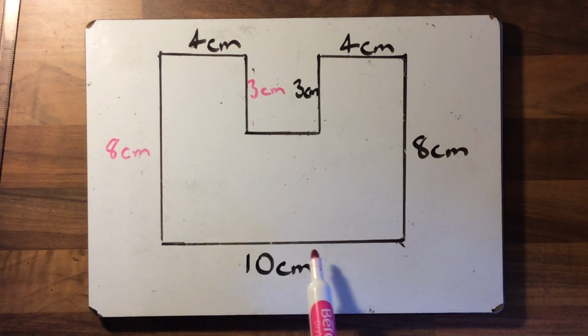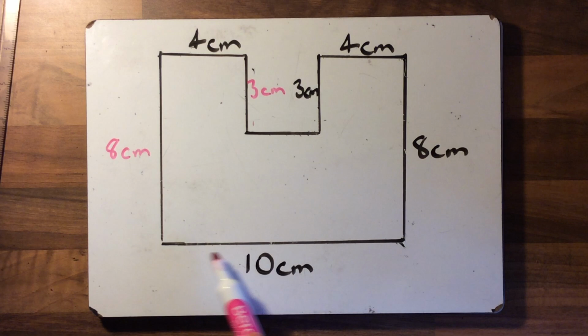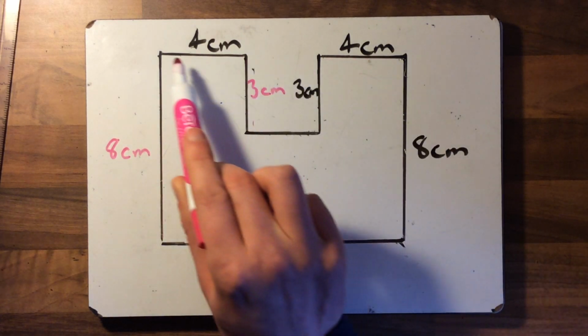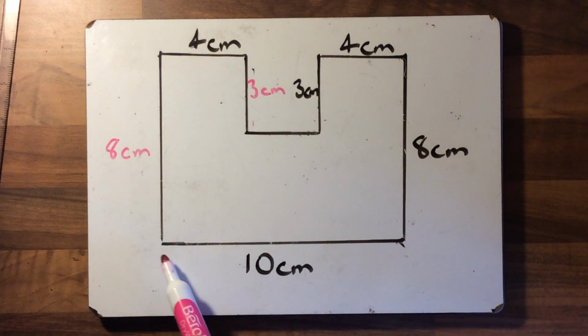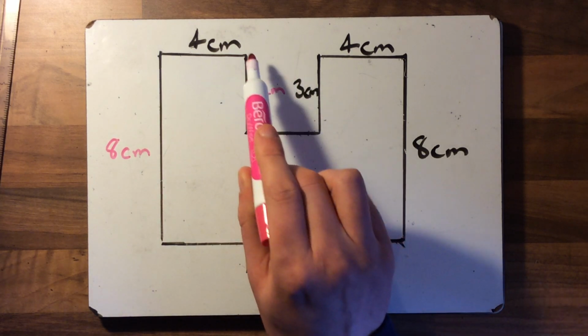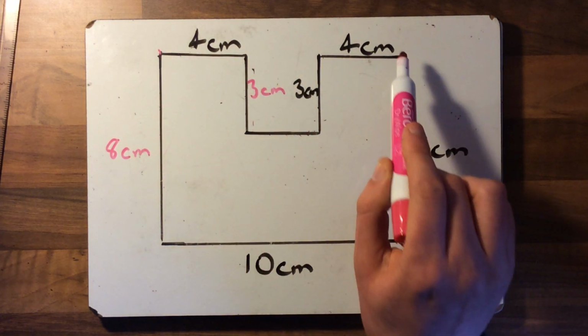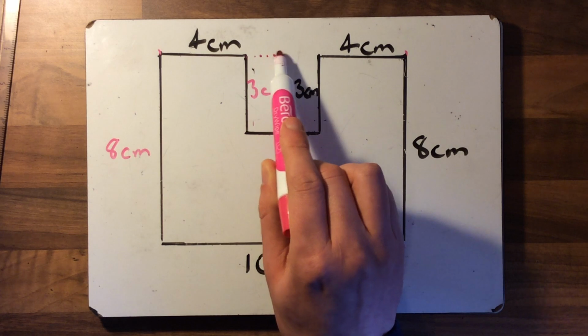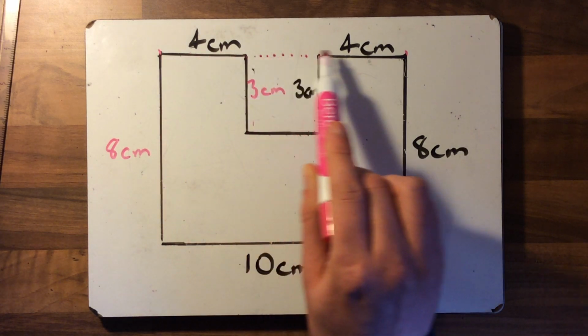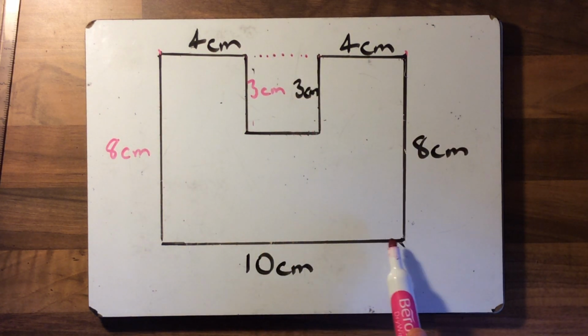This is probably the trickiest one to find here, this one going across, because we need to look at these other ones that are going across here. This 10 centimetres, this 4, and this 4 too. So if the whole length, width across, if I do this from here to here, if I make a little dotted line across there, we know that's 10 because it's the same as this side.